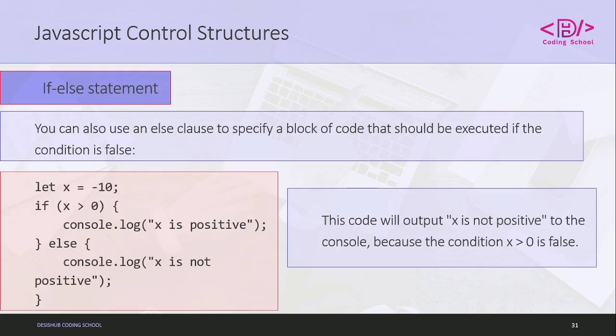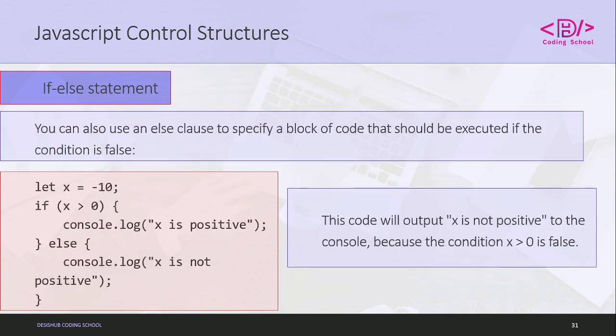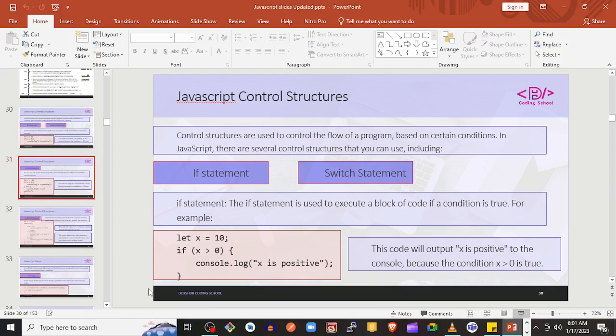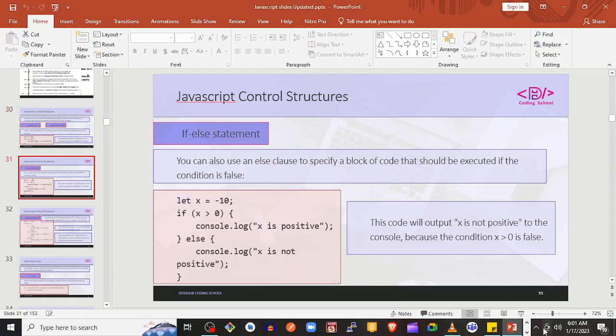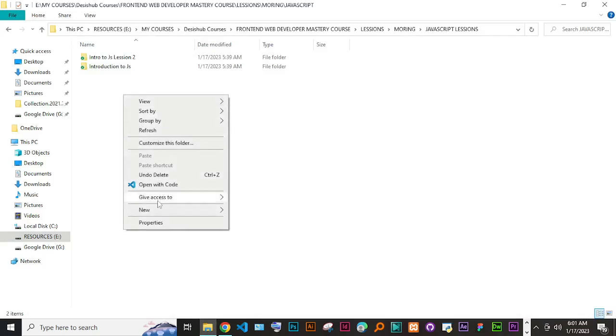We had if x is greater than 0, then console.log x is positive, else console.log x is not positive, or x is negative. So the code will output x is not positive to the console because the condition x greater than 0 is false. So we use the else part to specify the code that will be executed if the condition is false. That one is easy to understand, and we can go ahead and do one example. Okay, I'm just going to go to my folder here and create a new folder.